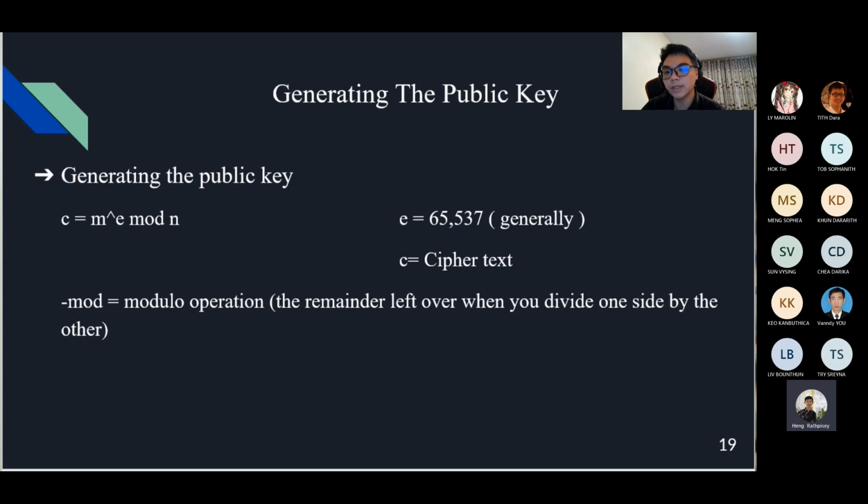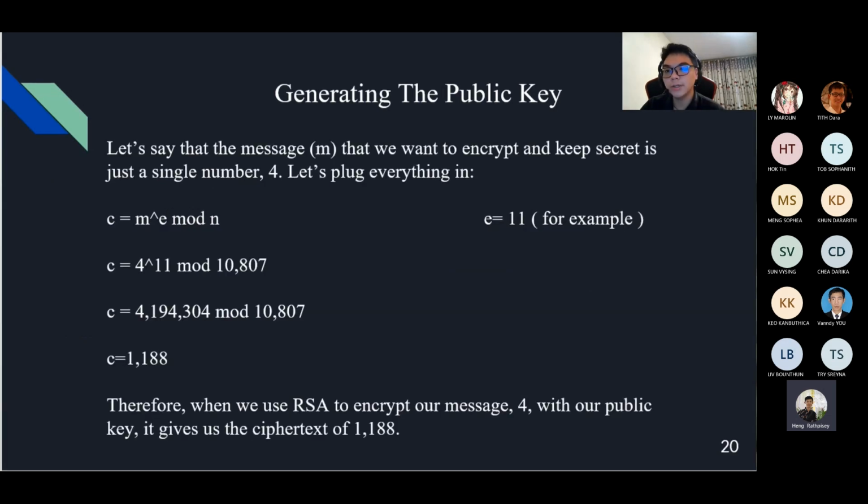E is generally set at 65,537, and the mod is the modulo operation, which means the remainder of the leftover. Let us say that the message m is a single number equal to 4, which we want to encrypt and keep a secret. To make an example easy, we will be using e as 11 as an example.